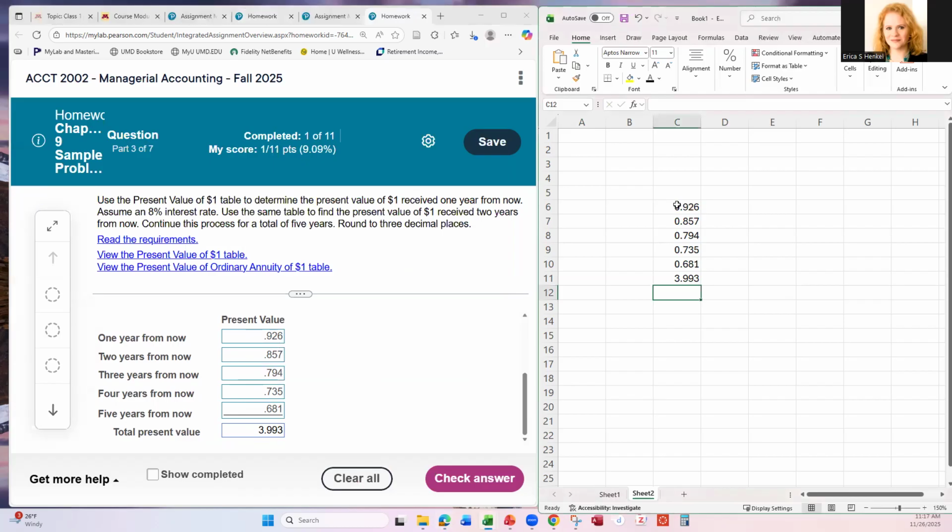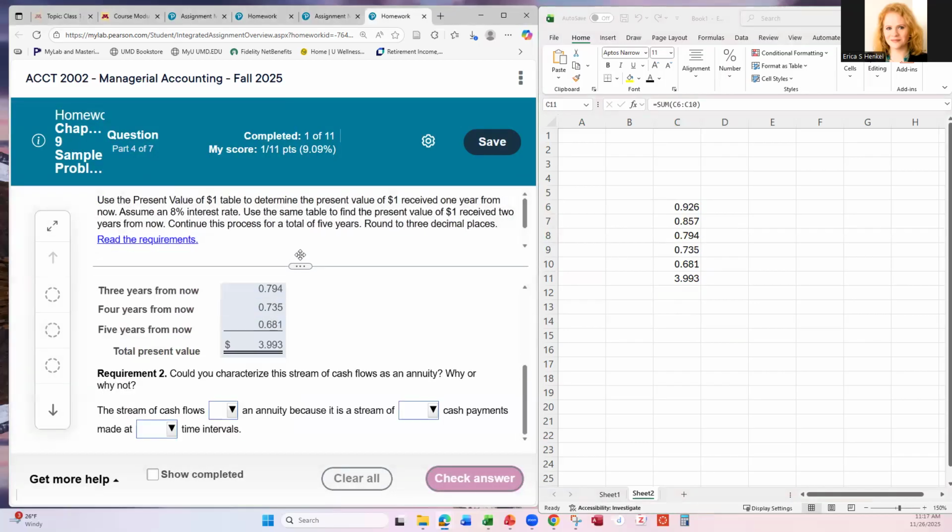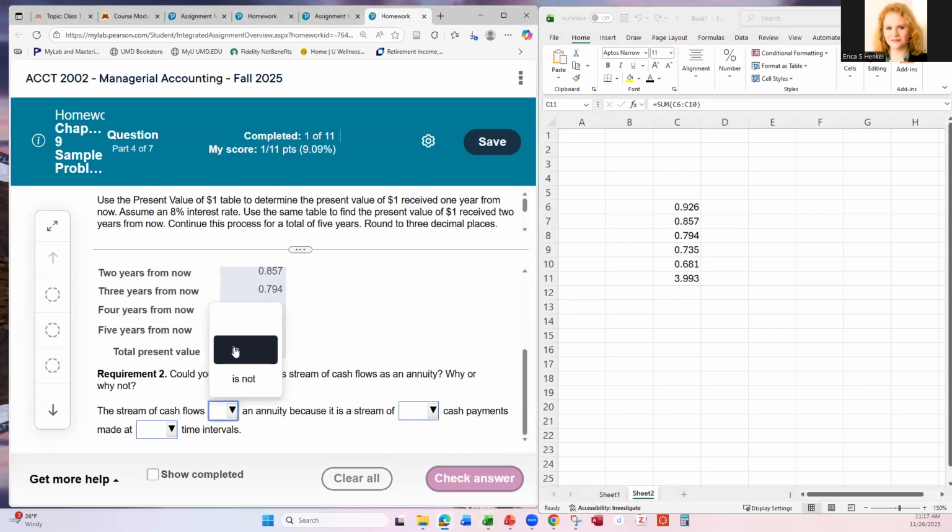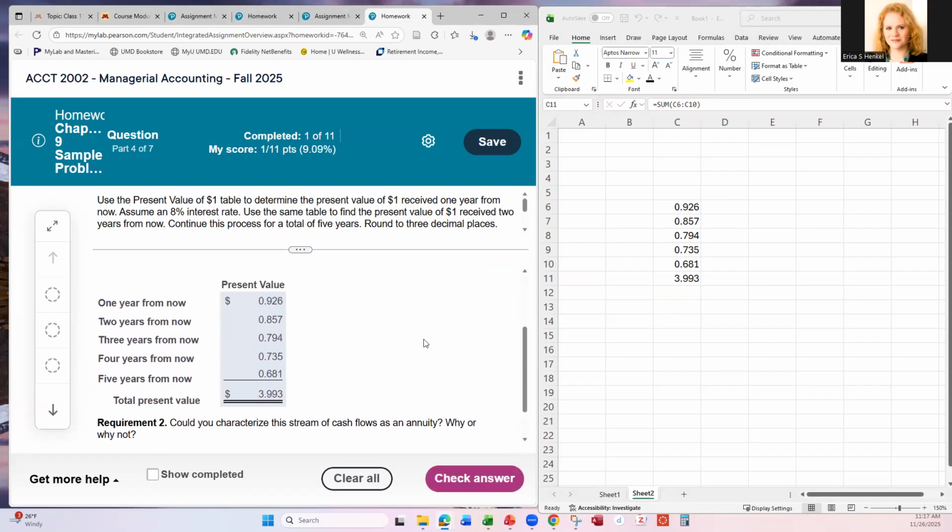So this is the value of a cash flow of $1 received a year from now, the present value of a dollar received 2 years from now, and so on and so forth. The value of this entire stream in today's dollars is $3.993. To describe this as an annuity, this is an annuity because it is a stream of equal cash payments made at equal time intervals, so every year for 5 years.